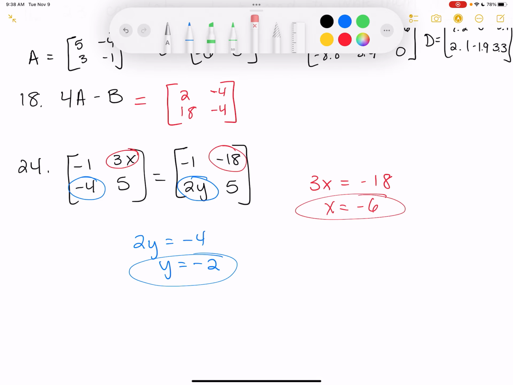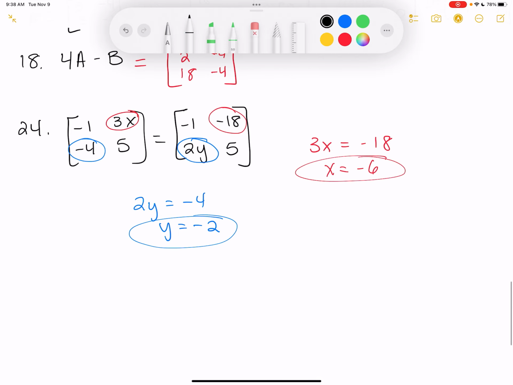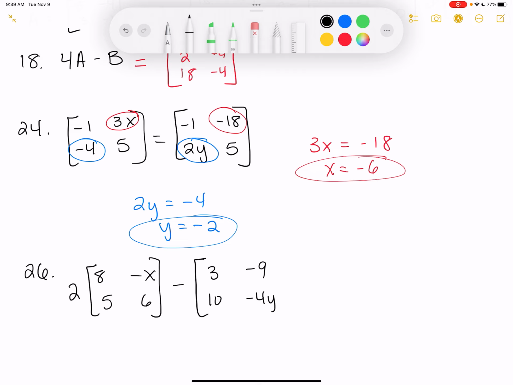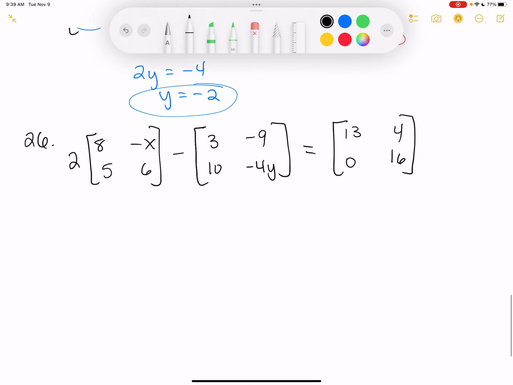Let's do one more of this type that's a little bit harder, but same thing. And then we're done after that, other than just giving you problems. All right, 2 times the matrix 8, negative x, 5, 6, minus 3, negative 9, 10, negative 4y is equal to 13, 4, 0, 16. I'll let y'all copy that down, and then we'll talk through the best way to do this.